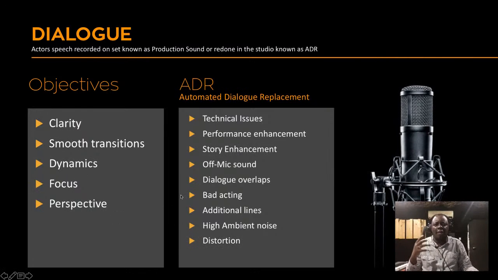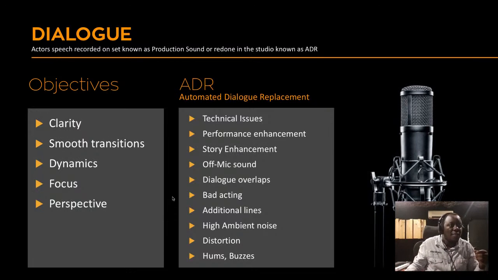Then, of course, sometimes the production sound mixer may have recorded sound that distorted, and that's why we do ADR, because the audio has distorted. Then sometimes there are hums and buzzes. Someone recorded on set, and because they recorded on set, there are hums, and because of those hums, we have to come back to studio and re-record. So these are the main objectives for why we do ADR.